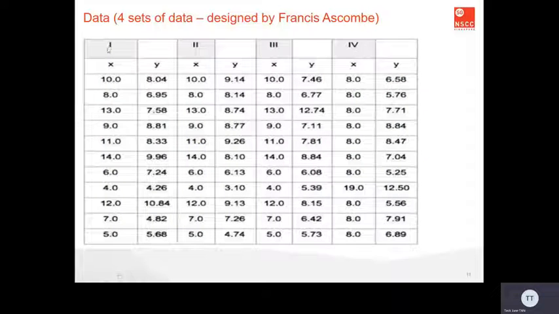Here are the 4 datasets. This is the first dataset and all the values. The second dataset, all the values. The third dataset and all the values. And the fourth dataset and all the values.